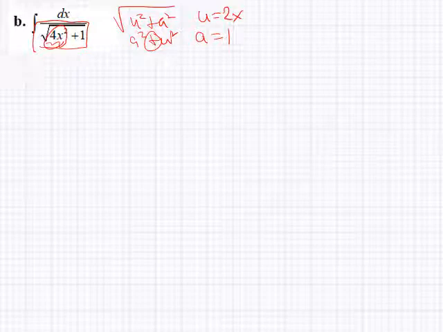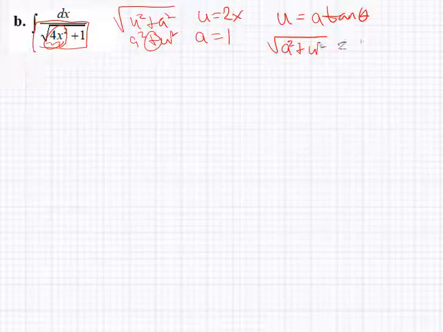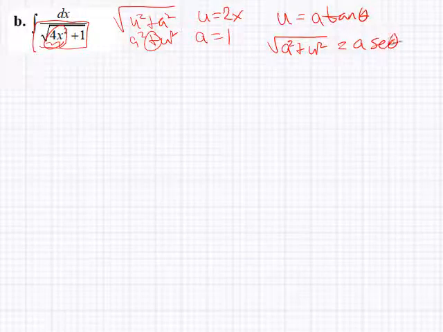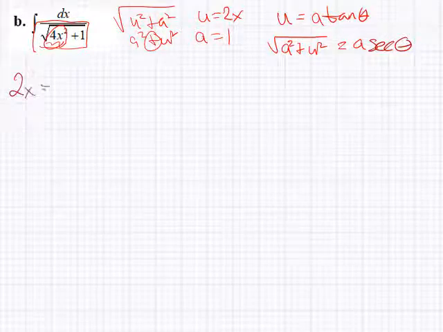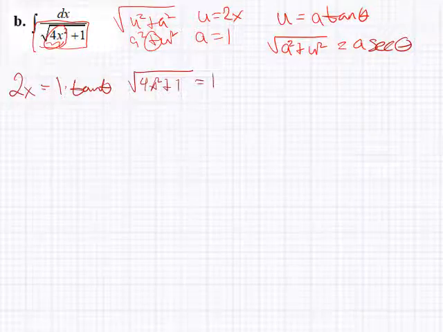The substitution we're going to use is that u has to equal a tan theta, so that the square root of a squared plus u squared can equal a secant theta. Okay? Secant theta. So as it relates to this problem, that tells me that 2x is going to have to equal 1 tan theta, so that the square root of 4x squared plus 1 can equal 1 secant theta.